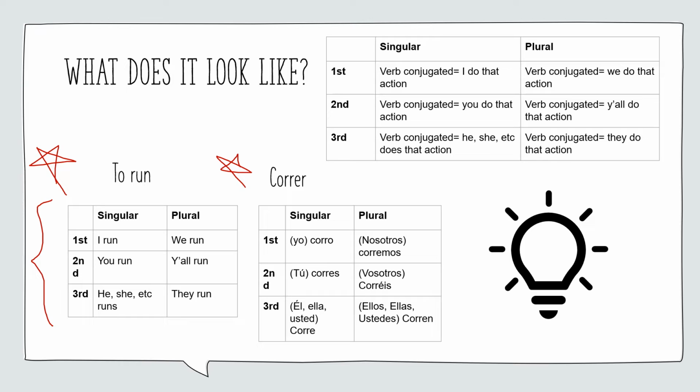So again, we have these conjugated, meaning there's an action, the action correr is now associated directly with a person. Somebody is doing that action. I do it, you do it, he, she, they do it, we do it, y'all do it, and so on and so forth.